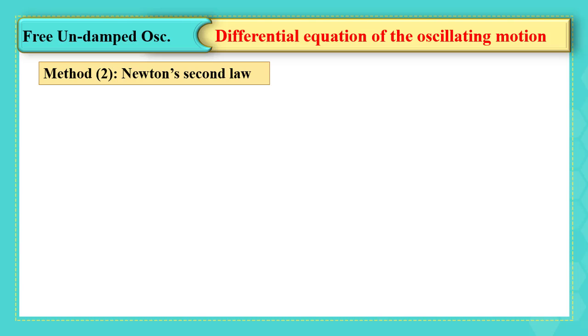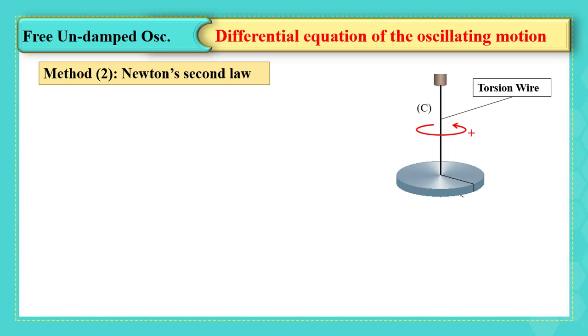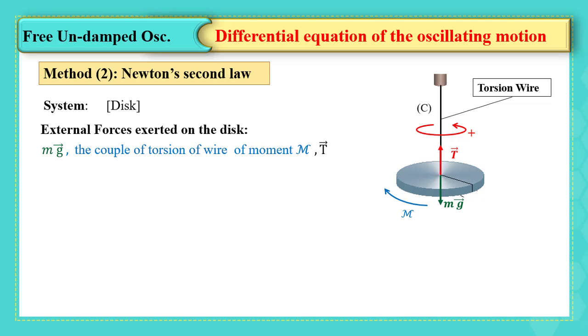The second method is Newton's second law. We know that the system here is the disk. What are the forces acting on it? Good. We have the weight, which is vertically downward, the tension, which is vertically upward, and the couple of torsion of the wire of moment M, which is equal to minus C theta.